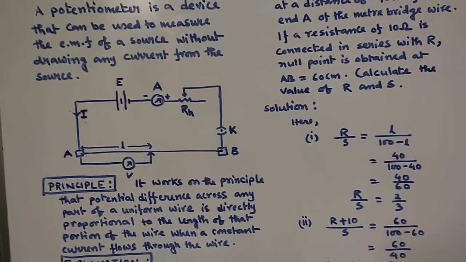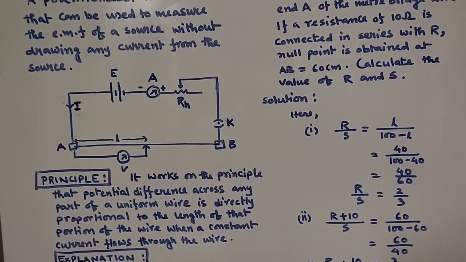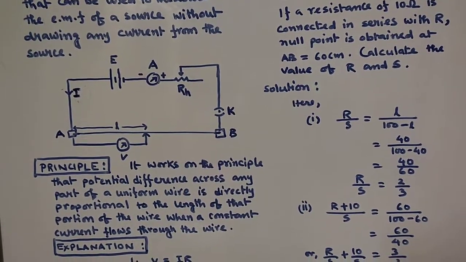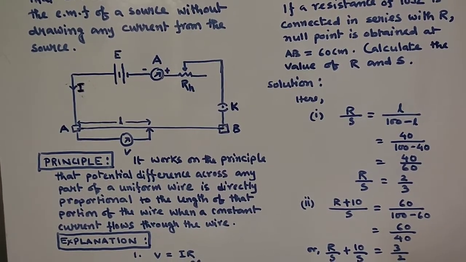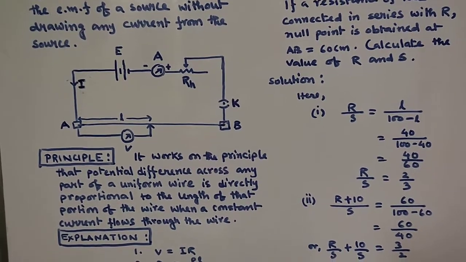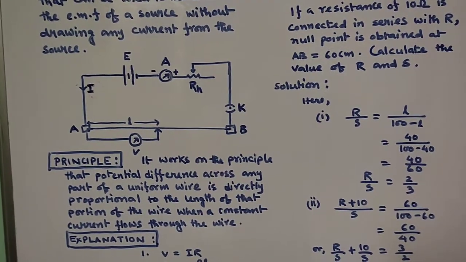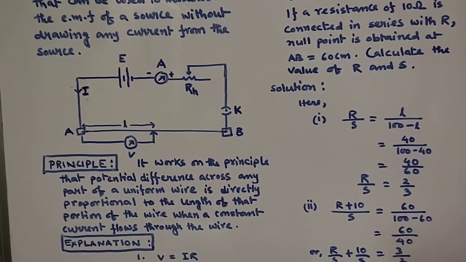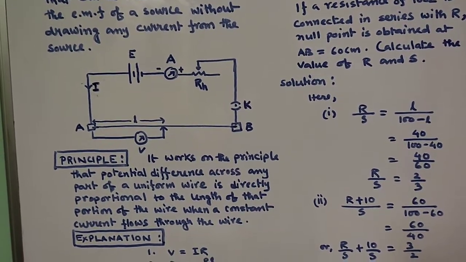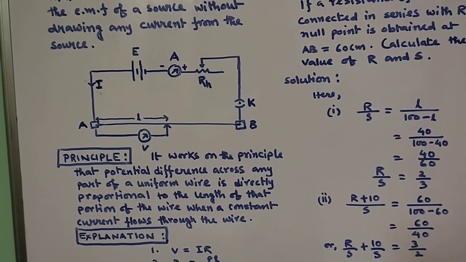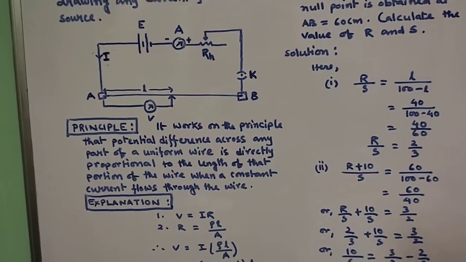So the mathematics part will come across, but before that, the principle. It works on the principle that the potential difference across any part of a uniform wire is directly proportional to the length of that portion of the wire when a constant current flows through the wire. This is a very important one, constant current. So wire here is AB, and we are calculating the potential difference for any portion of the length AB.